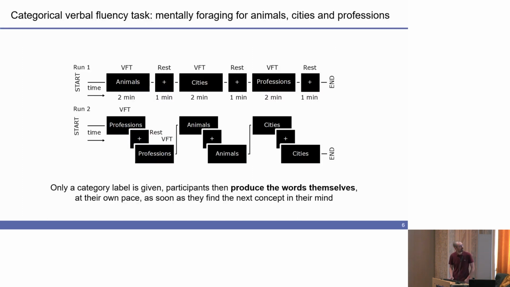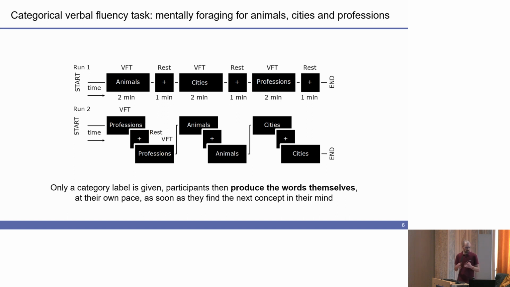To address this question, we asked participants to perform a verbal fluency task. Verbal fluency is a very simple task in which participants are given just a category label, like animals, cities, or professions in our case. Then they have 2 minutes to think about words from that category and name them. The idea is that in this task they search and use the same strategies that people tend to use during spatial exploration.